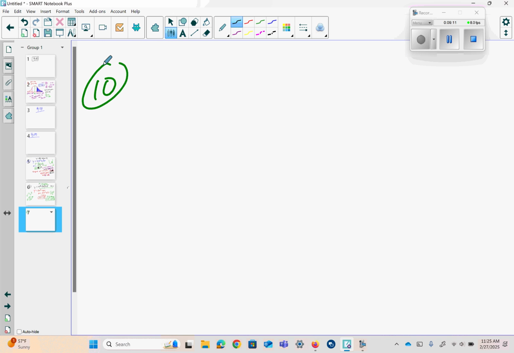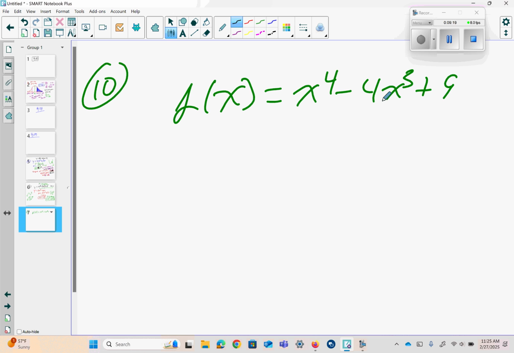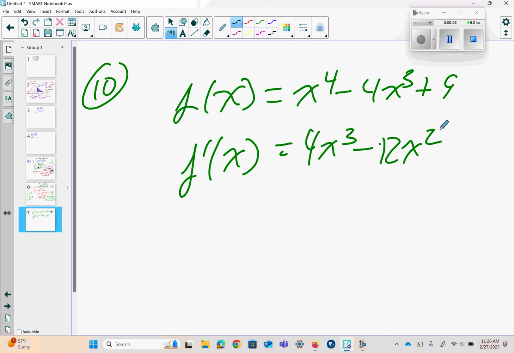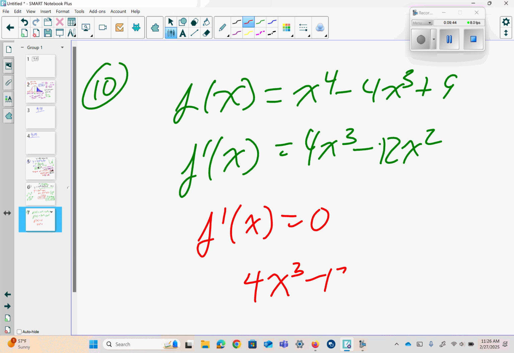We have f of x is equal to x to the fourth minus 4x to the third plus 9. Let's find the derivative, f prime of x. That's 4x to the third minus 12x to the second. And we want to see if this has any horizontal tangents. So where would f prime of x be equal to 0? So you can solve this. Equals 0. I'm going to come down.